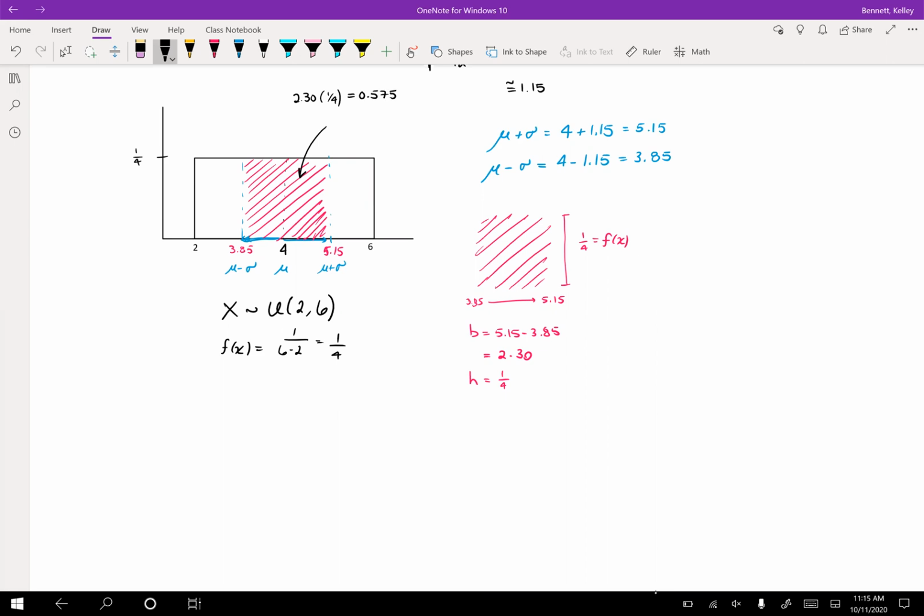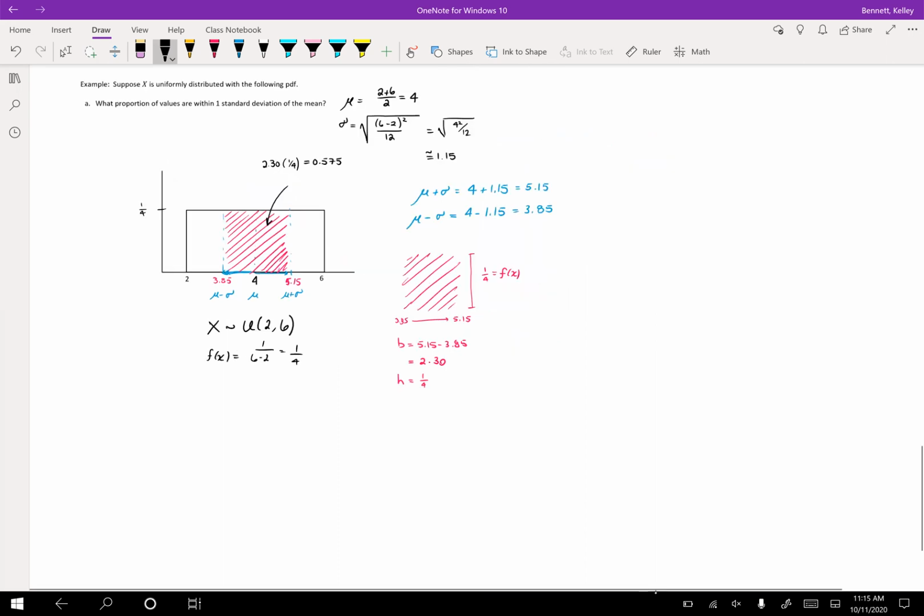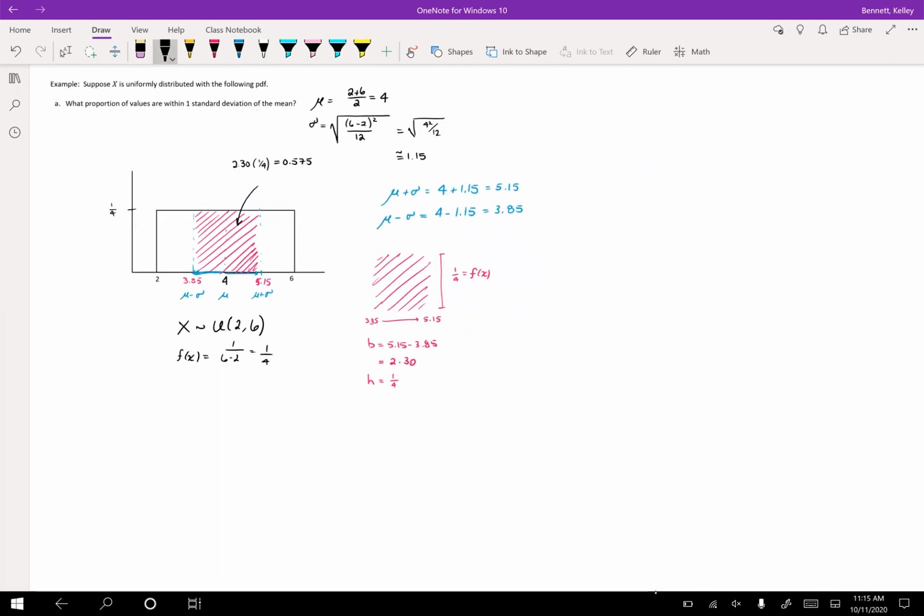So what proportion of values are within one standard deviation of the mean? The answer is 0.575, right, is the proportion of values that are within one standard deviation of the mean.